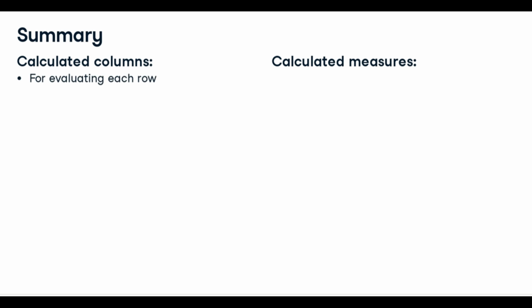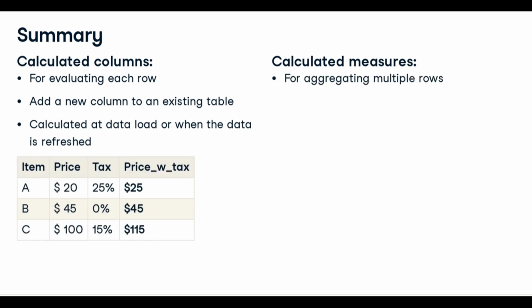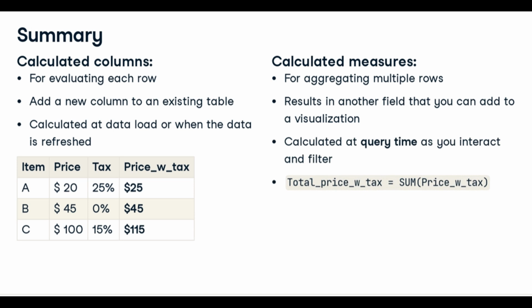To summarize, calculated columns evaluate for each row. It adds a new column to an existing table and is calculated at data load or when the data is refreshed. Whereas measures aggregate multiple rows, result in another field that can be added to your visualization, and are calculated at query time as you interact and filter. In later chapters, we will dive into calculated tables.